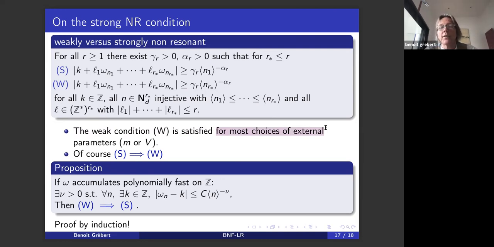And it turns out that the weak condition is satisfied for most choices of external parameter. This is already known. Typically for Klein-Gordon, the external parameter was the mass. For KdV, the external parameter was the potential V. So the weak non-resonant condition is true. And the point is that if you assume furthermore that omega accumulates polynomially fast on the integers, then the weak condition implies the strong one. And this was a remark by Joachim actually 6 months ago or something like that. And it was very surprising for me because I thought that it was not possible to have such a strong condition. But it turns out that the proof is quite simple. It's very, very simple. And I can give you the proof.